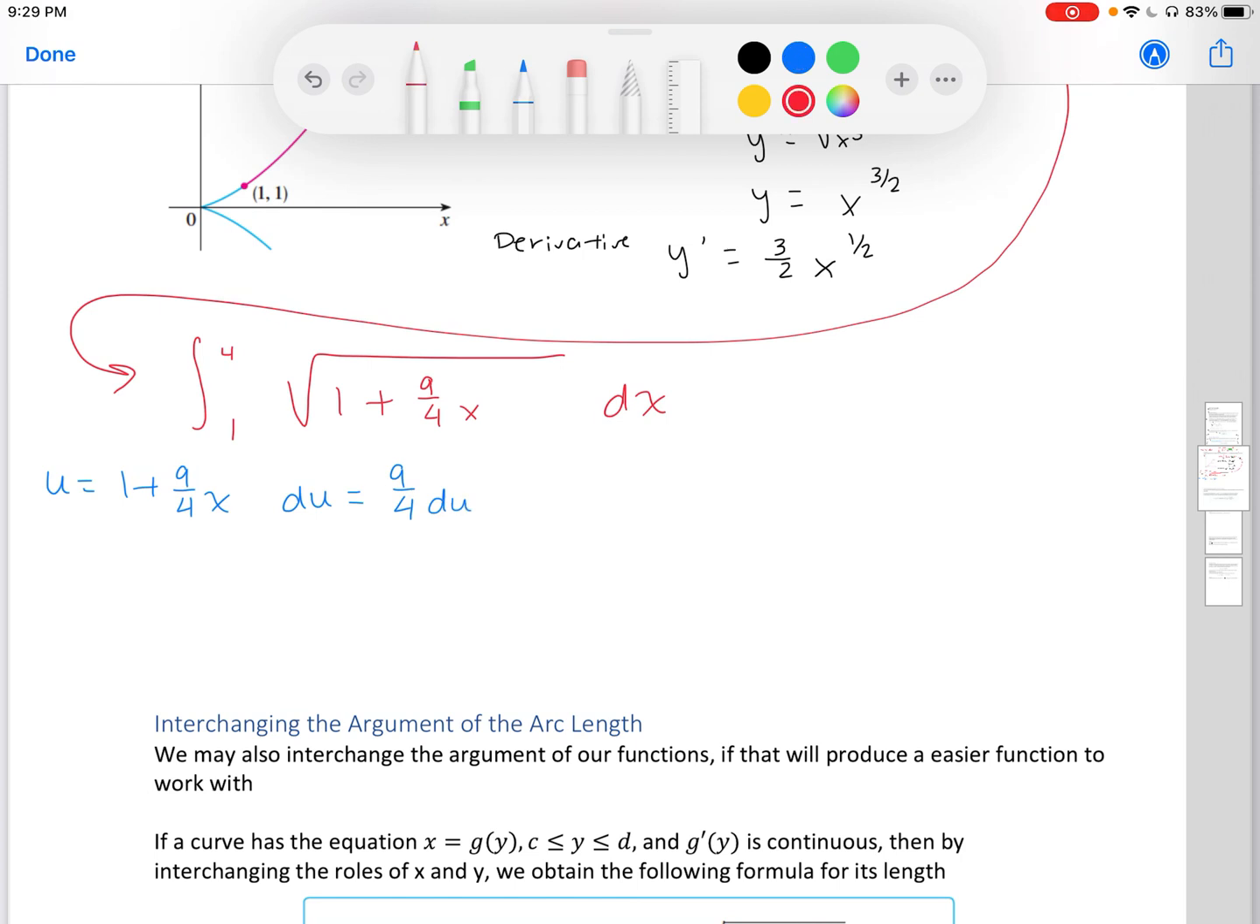Let's go ahead and also think about our limits. Let's change our limits. So when x is equal to 4, let's plug in 4. We go ahead and get 10. So u is going to be 10, and when we plug in 1, we get 13 over 4, I'm sorry, 13 over 4.